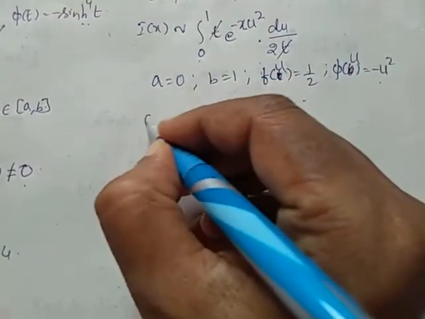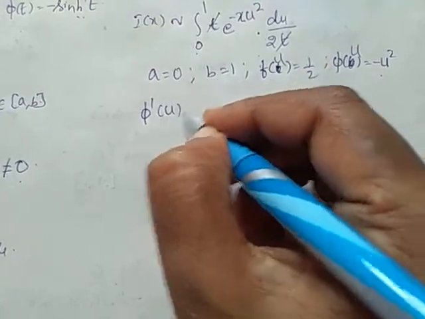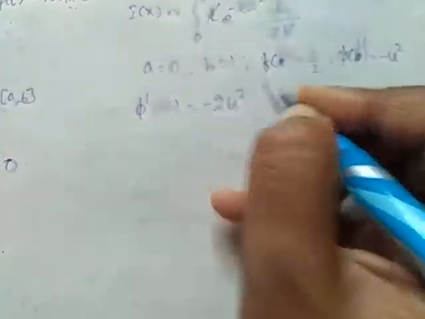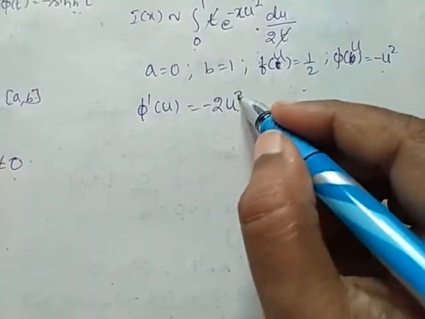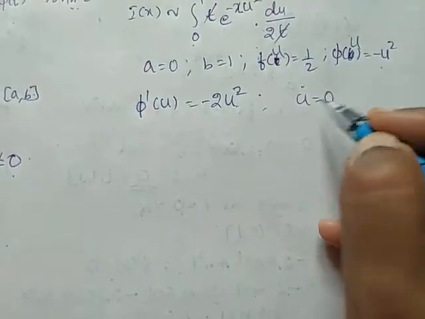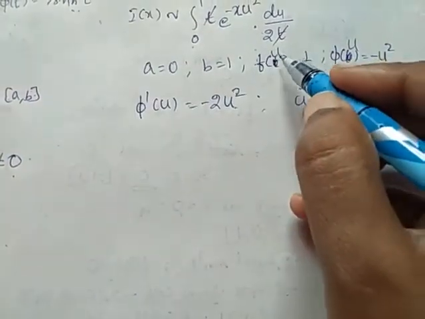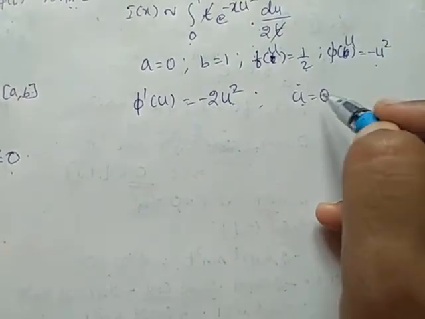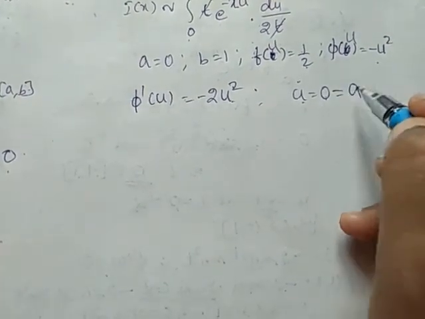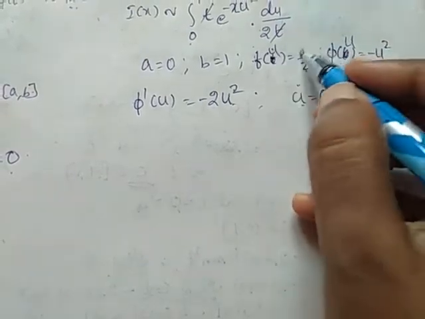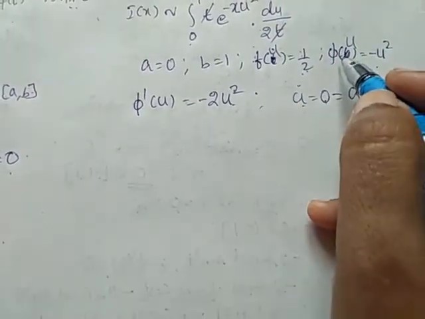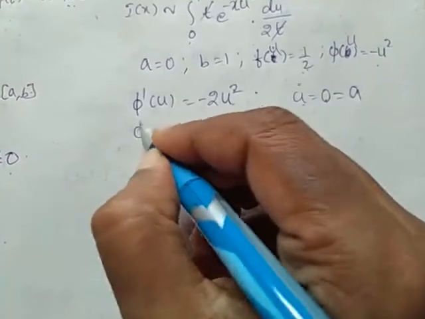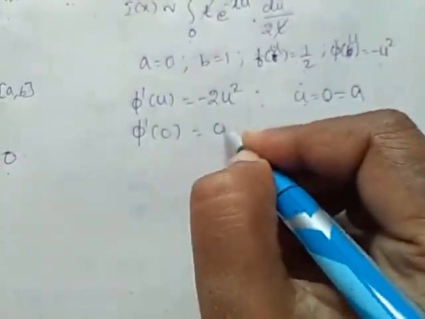Now, phi dash of u equal to 0 implies u is 0. So, u is 0 means f of 0 is 1 by 2. Now, it is not equal to 0. Our a value is 0, f of 0 is 1 by 2, it is not equal to 0. So, we can proceed. So, phi dash of 0 equal to 0.